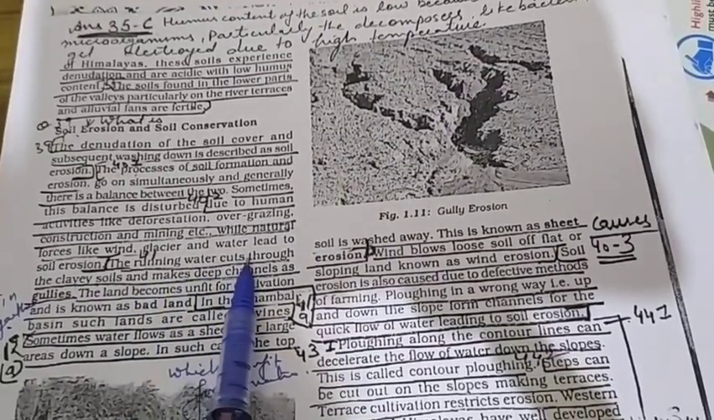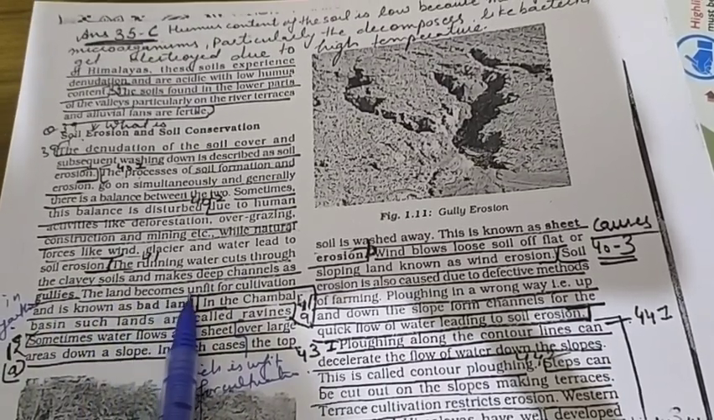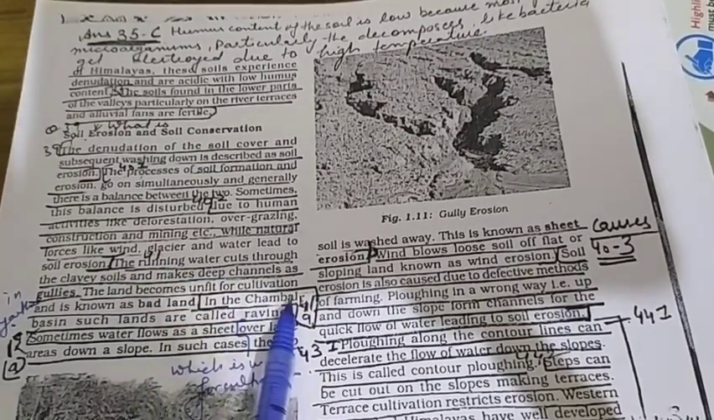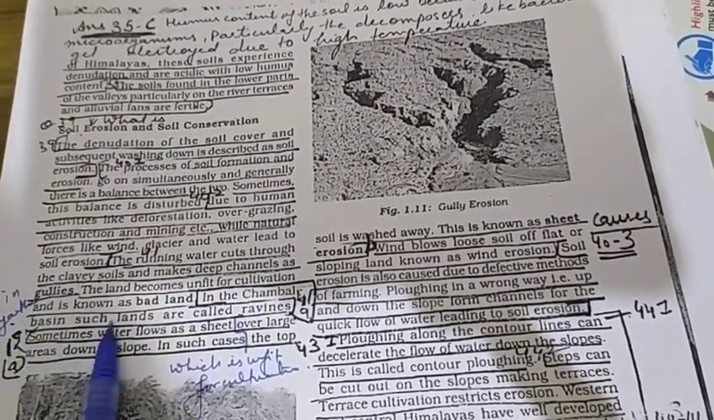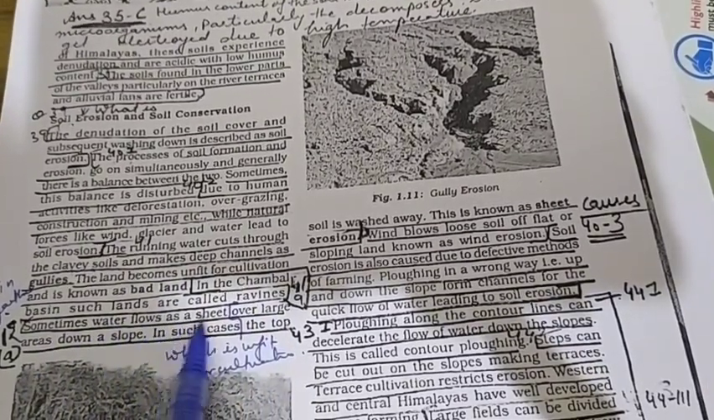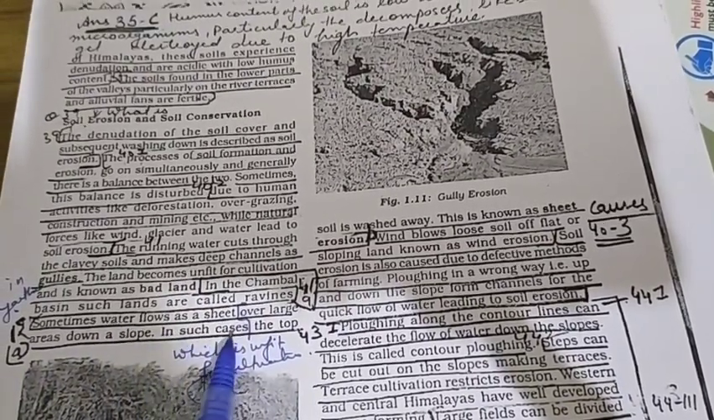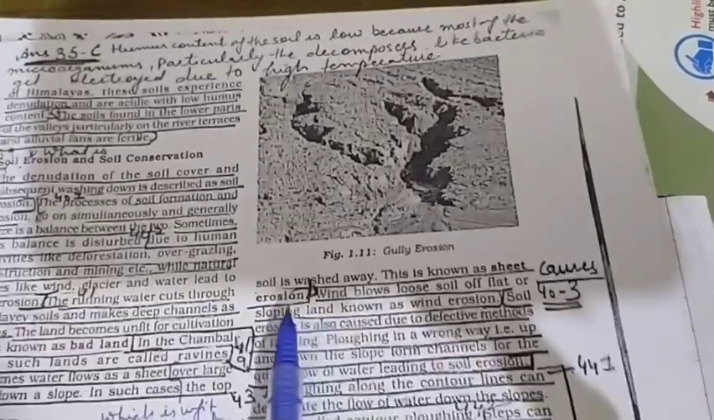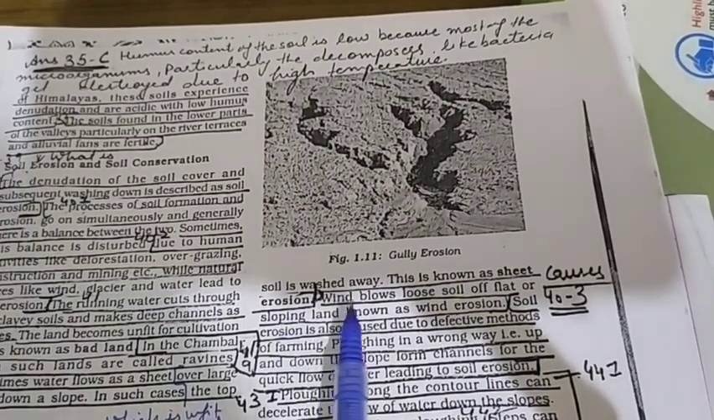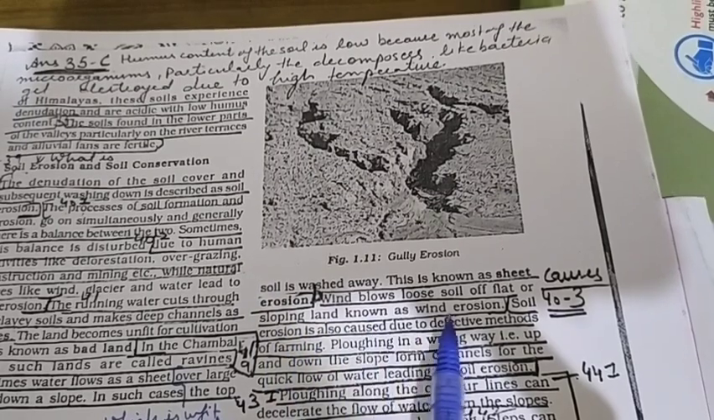The running water cuts through the clay soil and makes deep channels known as gullies. The land becomes unfit for cultivation and is known as badland. In the Chambal Basin, that is in Rajasthan, such lands are called ravines. Sometimes water flows as a sheet over large areas down a slope, in which case the topsoil is washed away. This is known as sheet erosion. Wind blows loose soil off flat or sloping land, known as wind erosion.